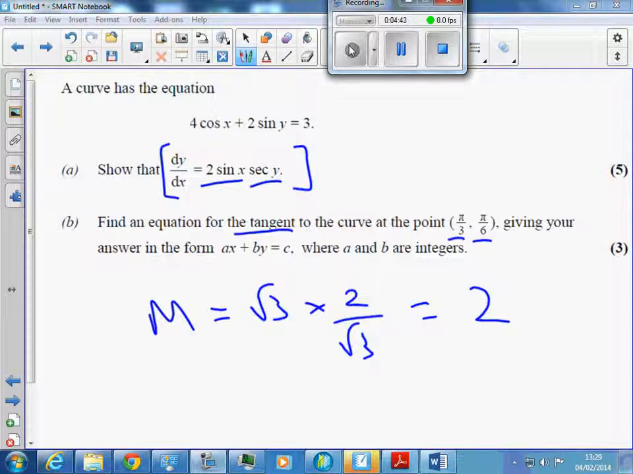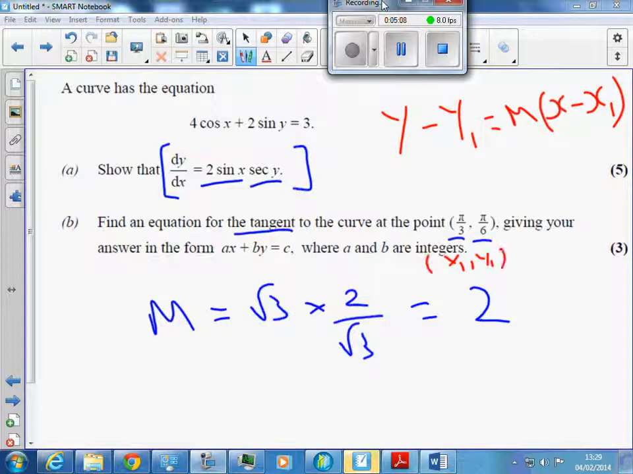And now we do the usual. I shouldn't have to remind you at C4, but I'll do it again. y minus y1 is equal to m(x minus x1). Okay, and m is the gradient, which we now have to be 2. This is your x1, and this is your y1. We are given a point on the line, so we could choose any point. If we're given 2 points, we can just choose one of them to be x1, y1. Here we have 1 point, so we have no choice.